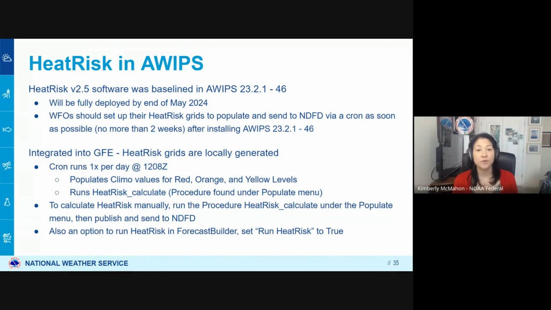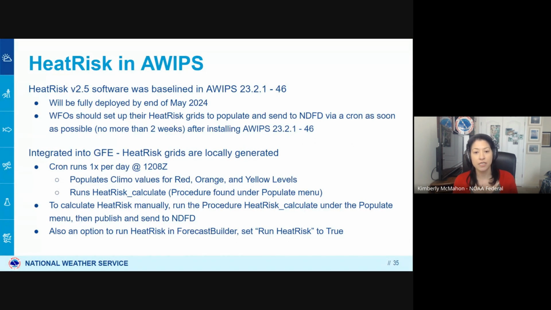Thanks, Mike. So heat risk has been baselined in AWIPS build 23.2.1-46, and we expect all CONUS WFOs to have the baseline version installed by the end of May. No more than 2 weeks after that installation, WFOs should start producing heat risk on a cron and sending it to NDFD. The heat risk grids are generated locally in GFE using Max and Min-T grids from the forecast database, and this is done daily on a cron, as I mentioned earlier, at 1208Z, which also populates the red, orange, and yellow daily threshold levels.